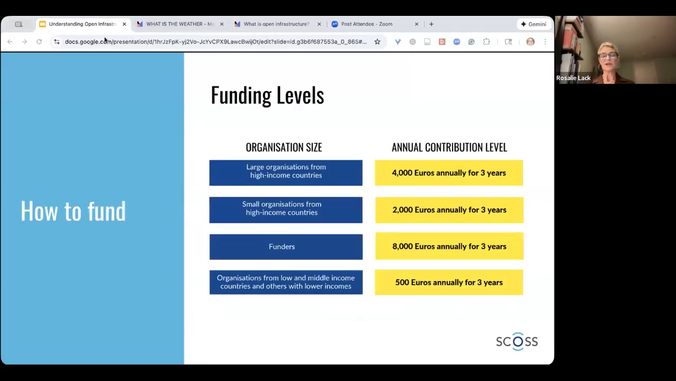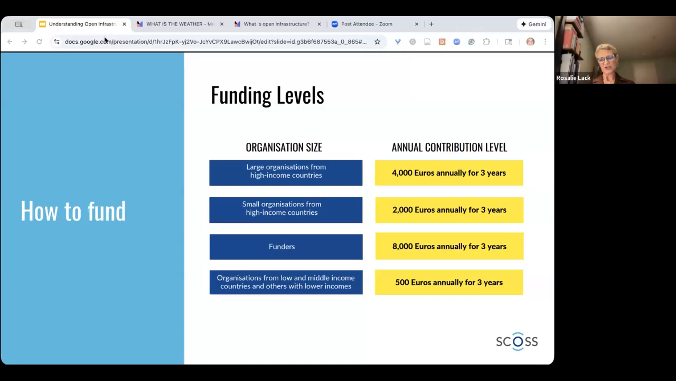these are kind of the levels. So in the SCOSS model, once an infrastructure is chosen, for 3 years we do this kind of intensive fundraising for them, or fundraising awareness. And these are the levels of funding that we recommend that the infrastructures use. So you can see starting from 500 for a small institution up to 2,000 annually for 3 years. And I should point out, one APC, article processing charge, can be $1,000 or $2,000.